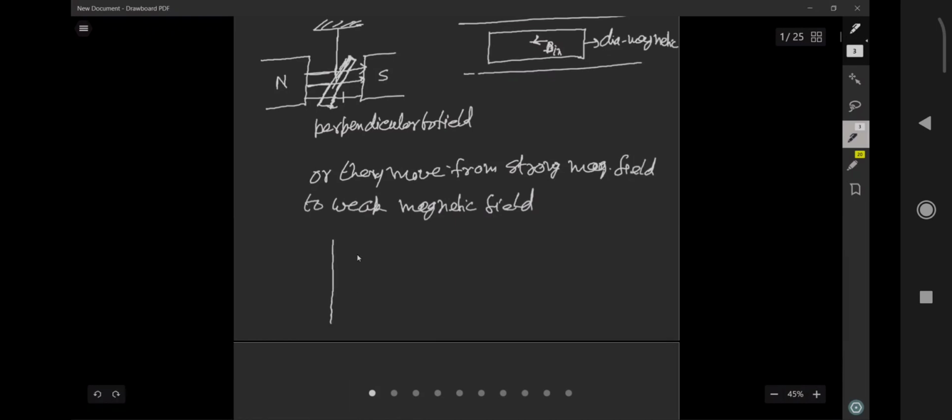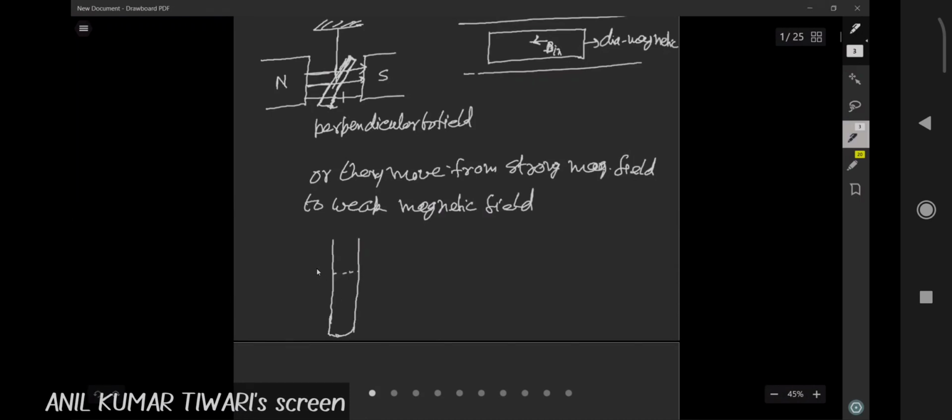Strong magnetic field to weak magnetic field means if this is a tube which is going to contain initially a diamagnetic liquid up to this level, and here we are placing the two pole pieces of a magnet, then the level of the liquid will come down, because it moves from the strong to the weak magnetic field.